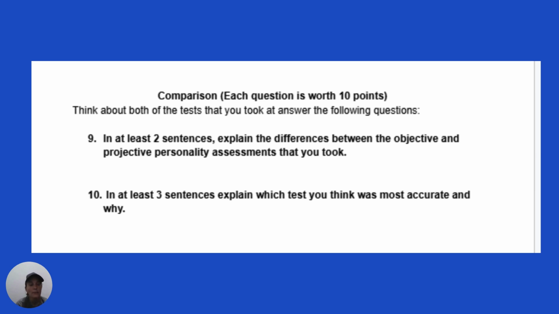And then at the end, you have a comparison part where each question is worth 10 points. You're going to think about both of the tests you took. And number 9, in at least 2 sentences, explain the differences between the objective and projective personality assessments that you took. How were they different? What made them unique? And then number 10, this is my favorite question. In at least 3 sentences, explain which test you think was most accurate and why. So look over your results for each one and figure out which one you think is most like you and why you feel that way.